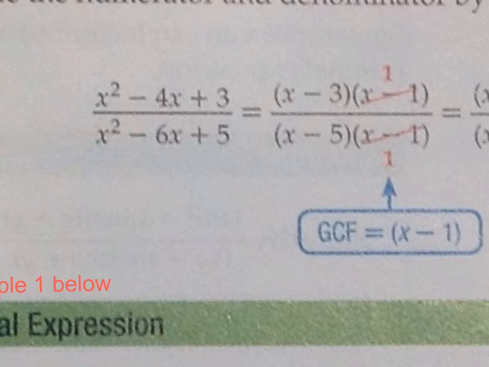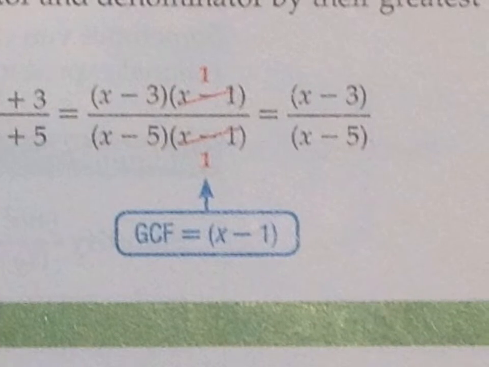Now that we have the multiplication going on through factoring, now we could actually cancel out the same thing on top and bottom. The whole x minus 1 over x minus 1 cancels out. So what's your leftover answer? X minus 3 over x minus 5. That's what they show over here.